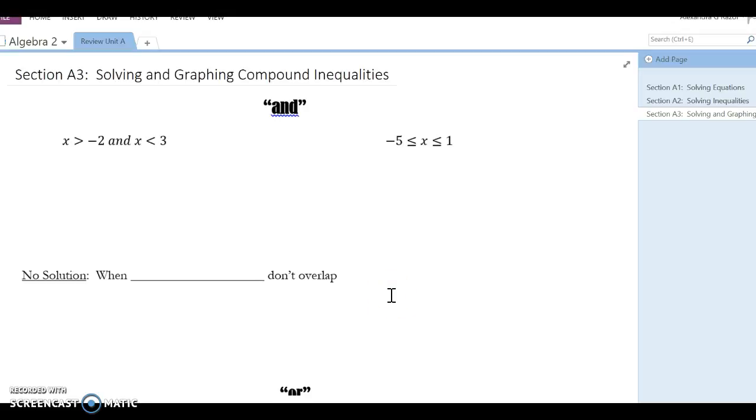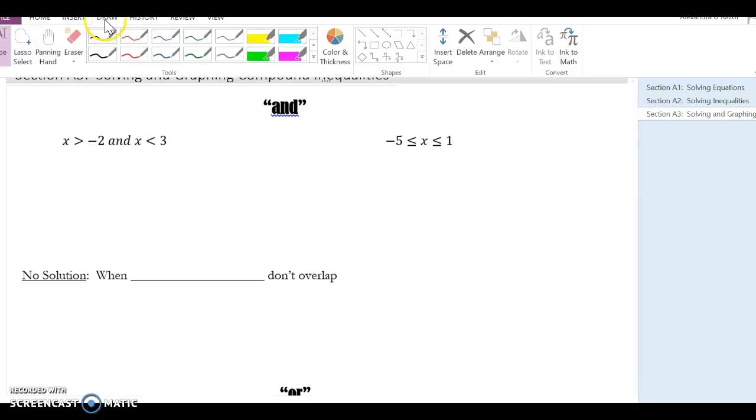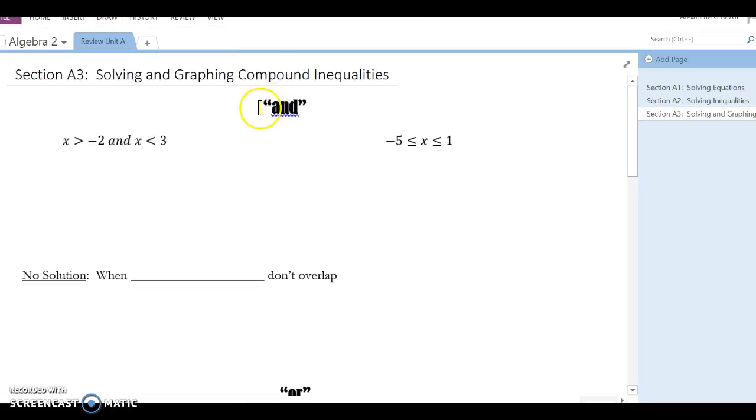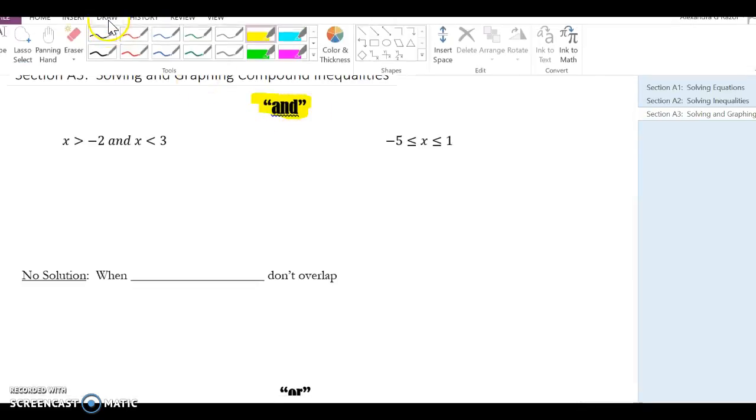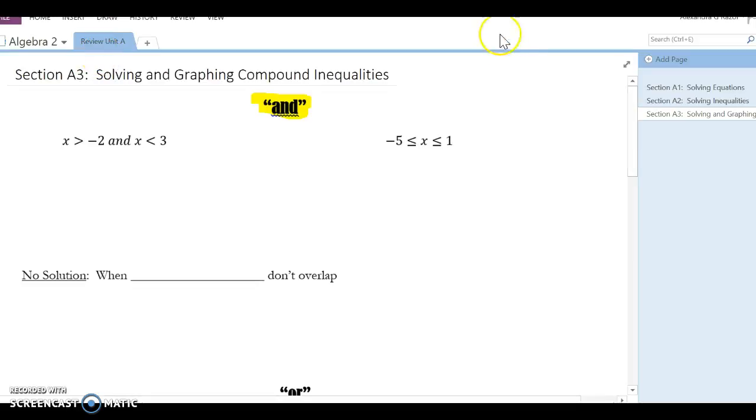All right, so what we're working on today is working with compound inequalities, solving and graphing. There's two words that we really need to know, and the first one is "and." Whenever you have "and," that is something called an intersection.